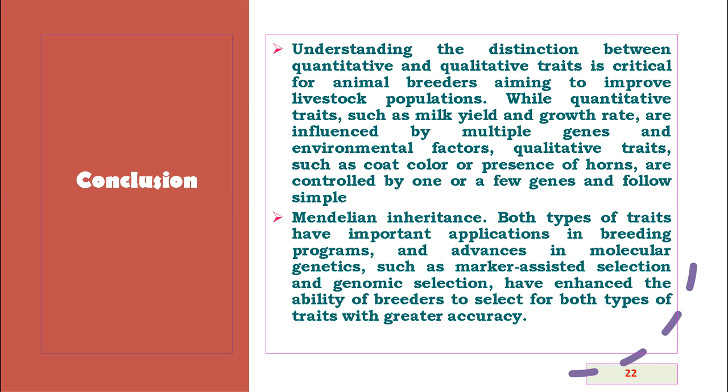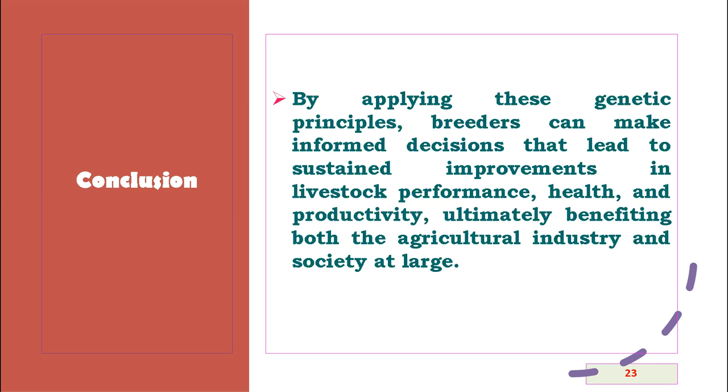Marker assisted selection and genomic selection have enhanced the ability of breeders to select both types of traits with greater accuracy. By applying these genetic principles, breeders can make informed decisions that lead to sustained improvement in livestock performance, health, and productivity, ultimately benefiting both the agriculture industry and society at large in terms of the economic contribution and also the GDP of the nation.